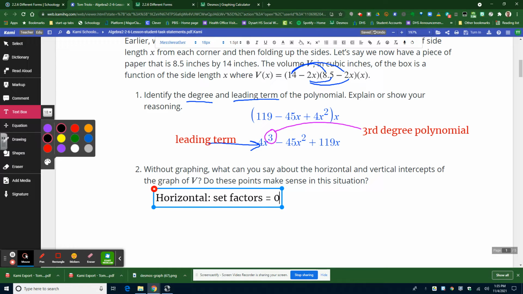All right. So 14 minus 2x. What you got there, Mario? Find that one yet? 7. Okay. So we have x equals 7 is one of them. Okay. Let's see. Rudy, give me another one.